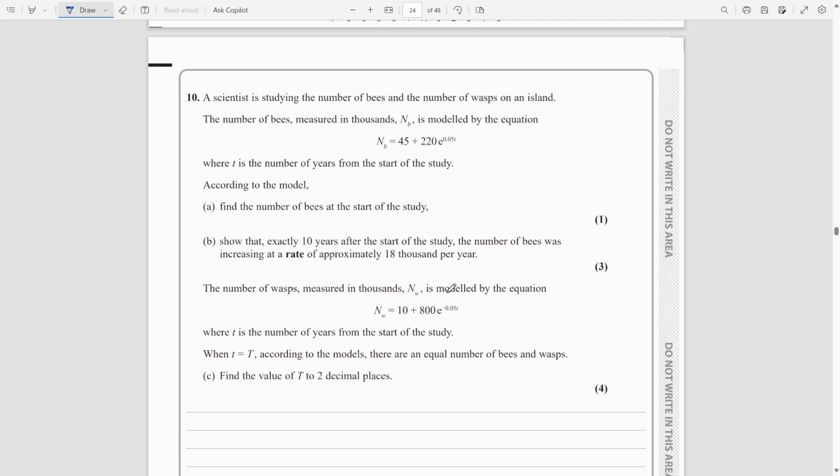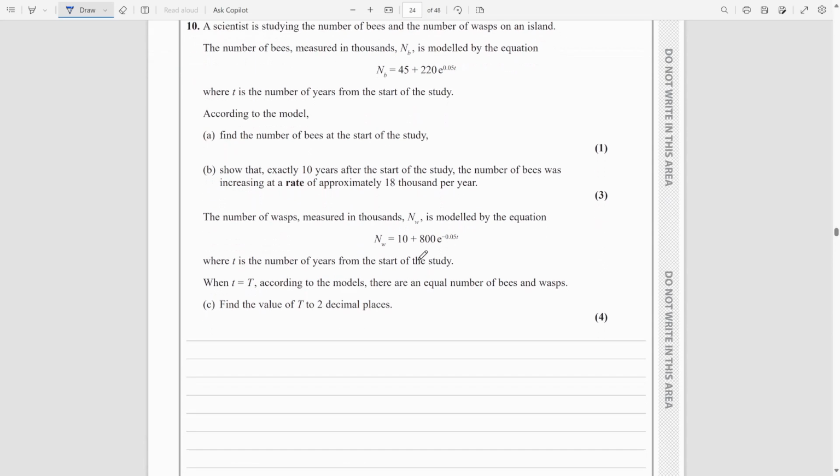Okay, question 10. A scientist is studying the number of bees and the number of wasps on an island. The number of bees, measured in thousands, NB, is modelled by that equation, which is an exponential equation. T is the number of years from the start of the study according to the model. Find the number of bees at the start of the study. Well, that's very easy. We just set T equals 0.